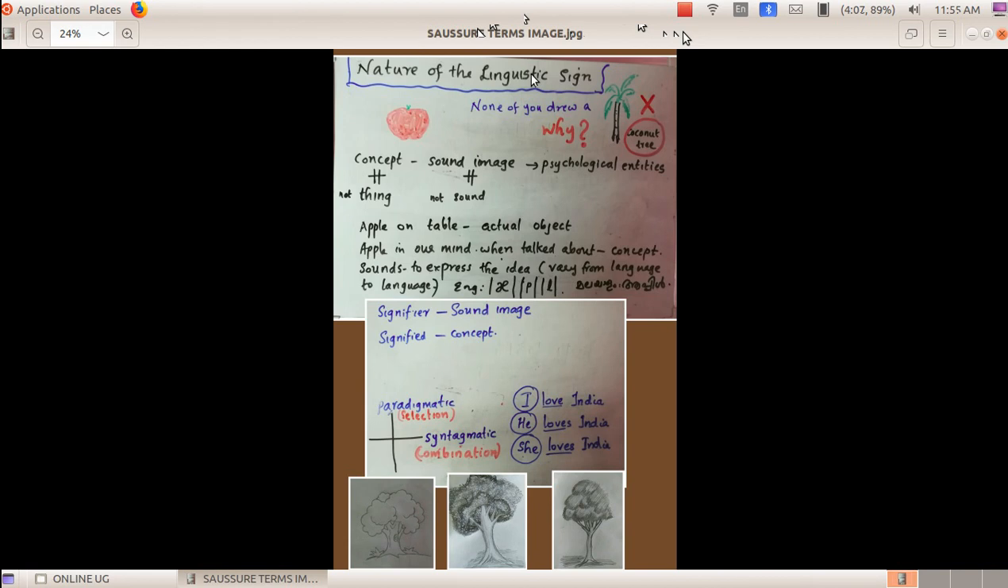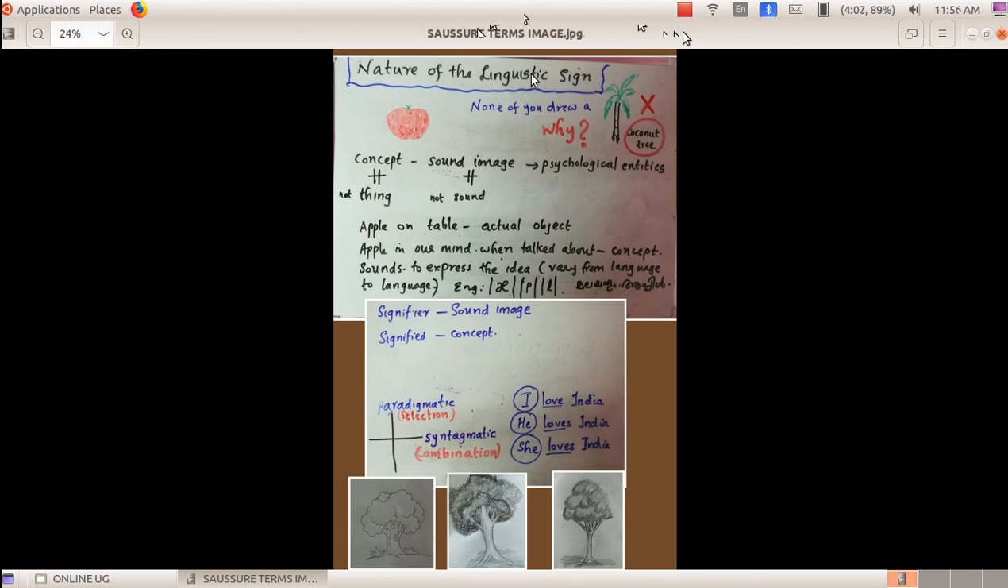With the I you can use only love India, but with he, she, or any other singular subjects you use loves. So this is a combination process that takes place on a syntagmatic or horizontal plane, and the selection you make is on a vertical plane.